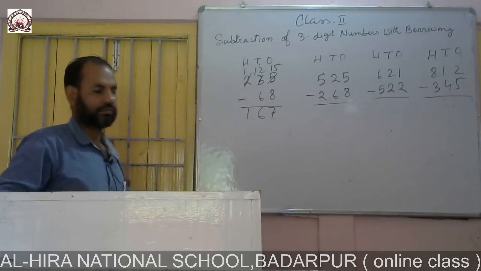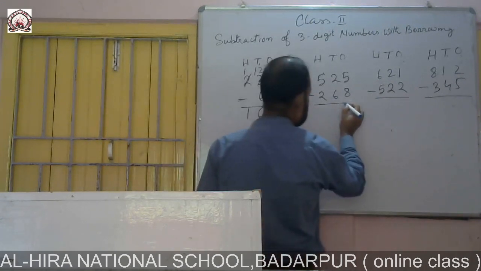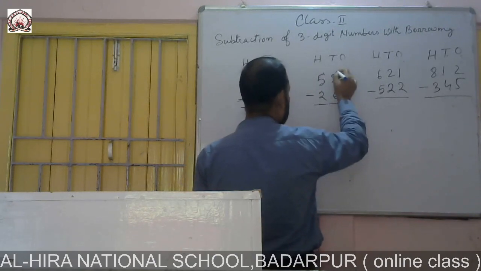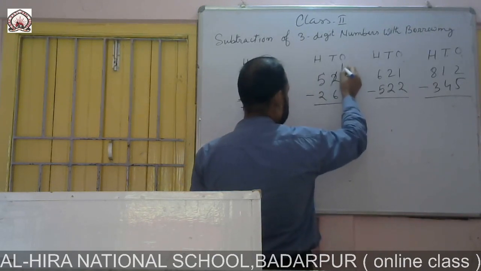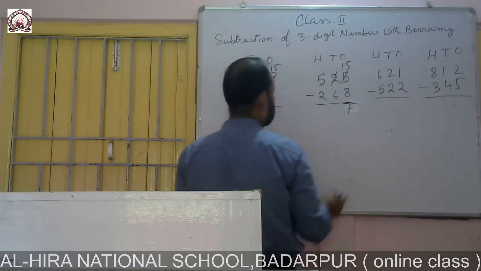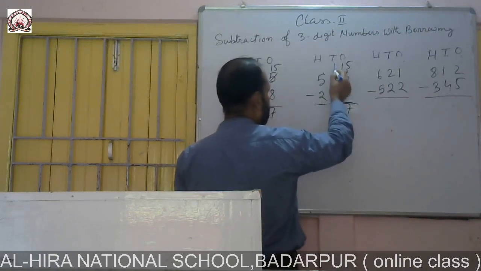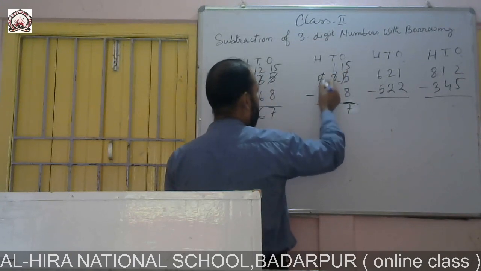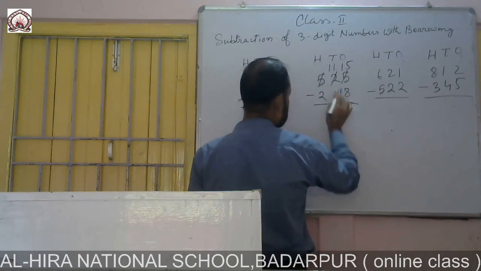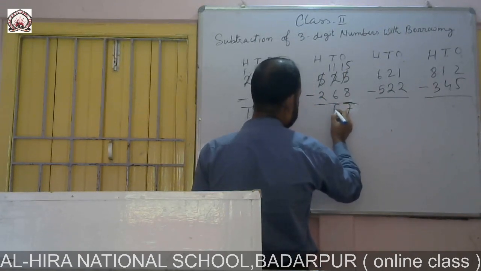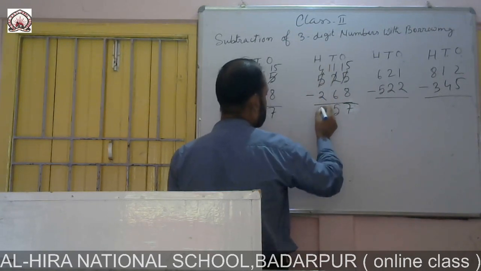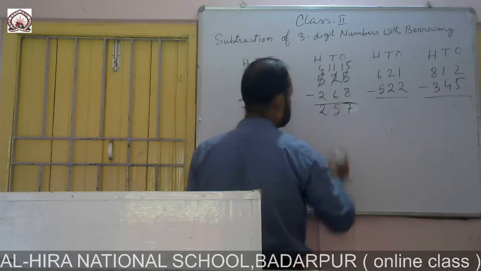167. Next, 5 minus 8 cannot, then carry, borrow 1, then there is 15. 15 minus 8 is 7 and there remain 1. Again borrow 1 from there, then there is 11. 11 minus 6 is equal to 5 and there remain 4. 4 minus 2 is equal to 2.